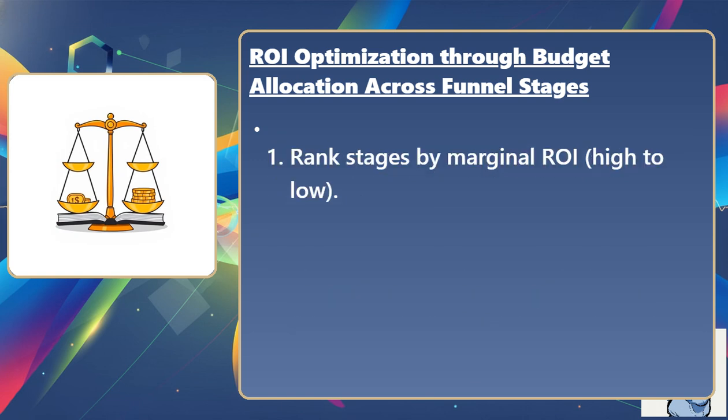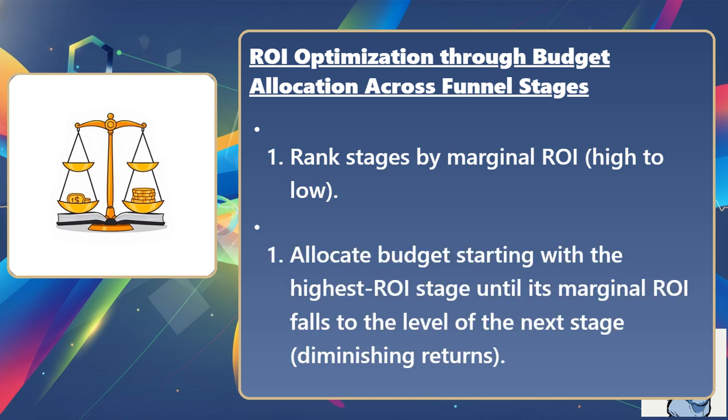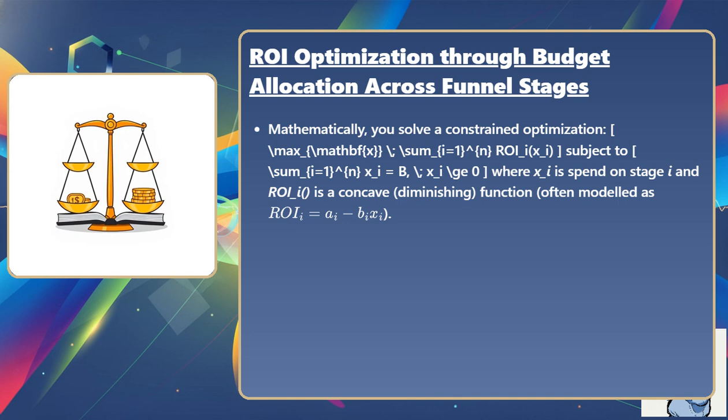2. Rank stages by marginal ROI, high to low. 3. Allocate budget starting with the highest ROI stage until its marginal ROI falls to the level of the next stage, diminishing returns. Mathematically, you solve a constrained optimization. Maximize over x the sum from i = 1 to n of ROI_i(x_i), subject to the sum from i = 1 to n of x_i = B, x_i ≥ 0, where x_i is spend on stage i and ROI_i(x) is a concave diminishing function, often modeled as ROI = a_i − b_i × x_i.